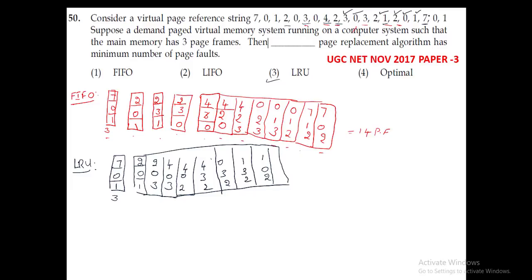Next the CPU referred to page number 7, which is not there, so a page fault would occur. Now see the previous references: before 7 we have 1 and 0, and before that we have 2, so 2 we have to choose as the victim page.